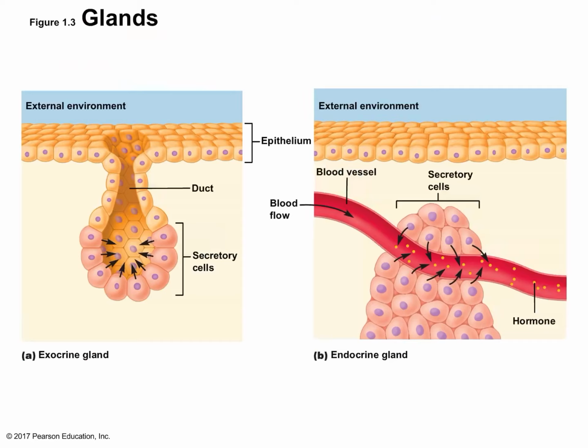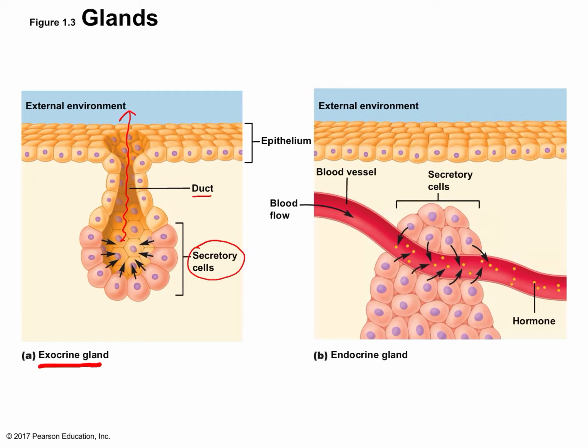Glands, let's just talk real quick about glands. Glands are created from epithelial tissue, and glands are going to have a duct, right? So the duct is just a space where the cells that secrete the substance, called secretory cells, are going to secrete their substances into the duct, and then the duct will then allow these substances to come into a space. This first example is called an exocrine gland.